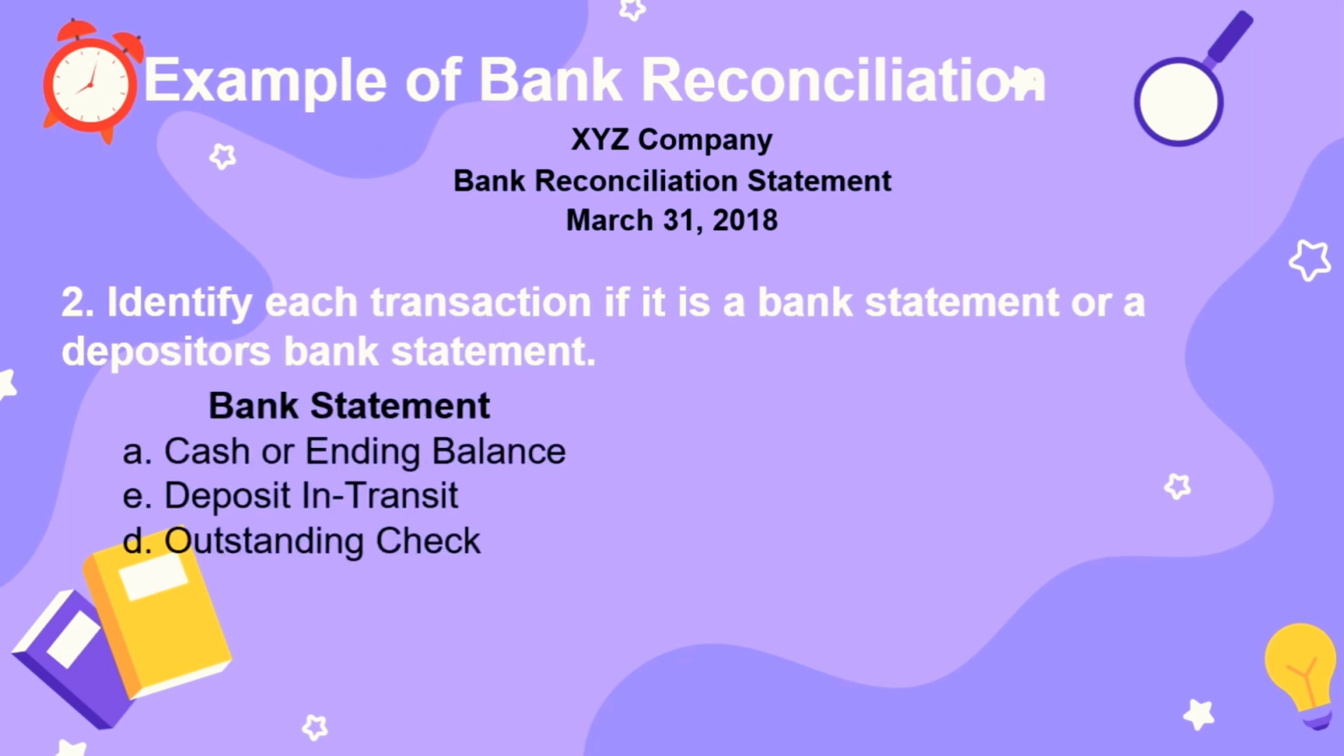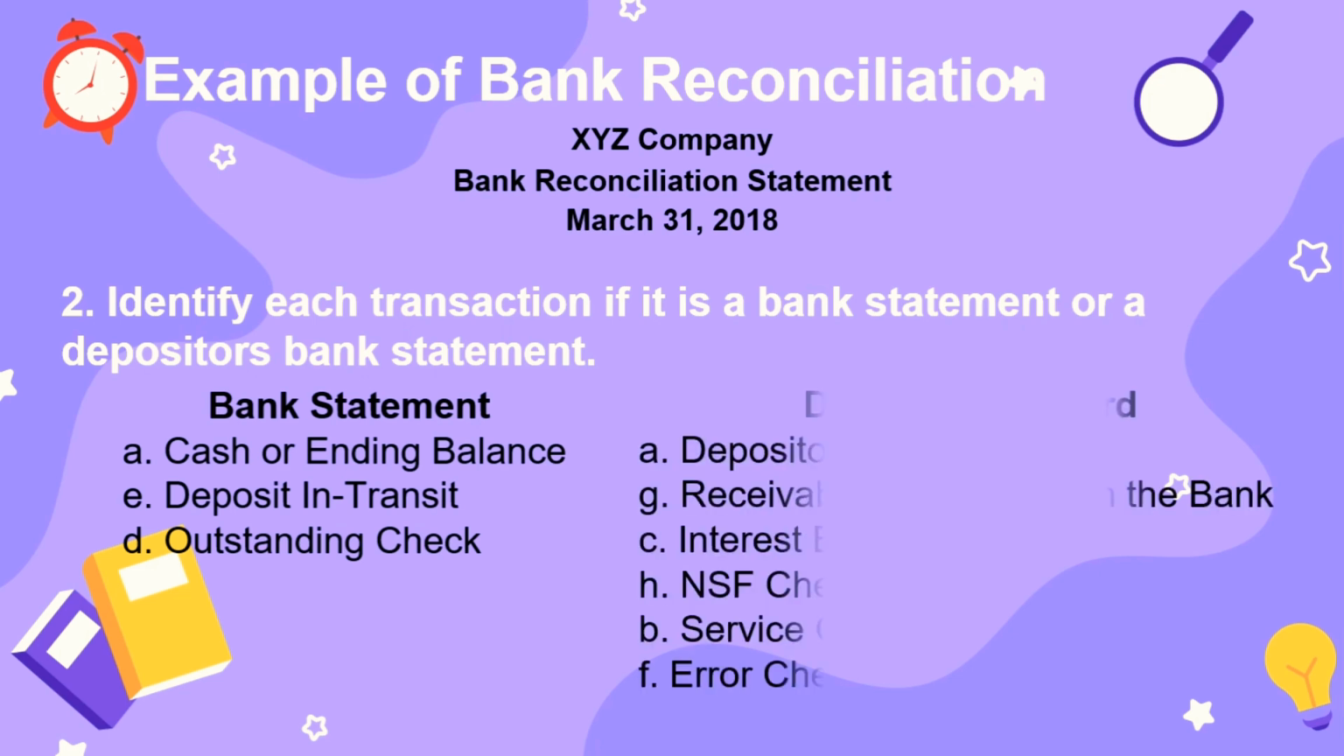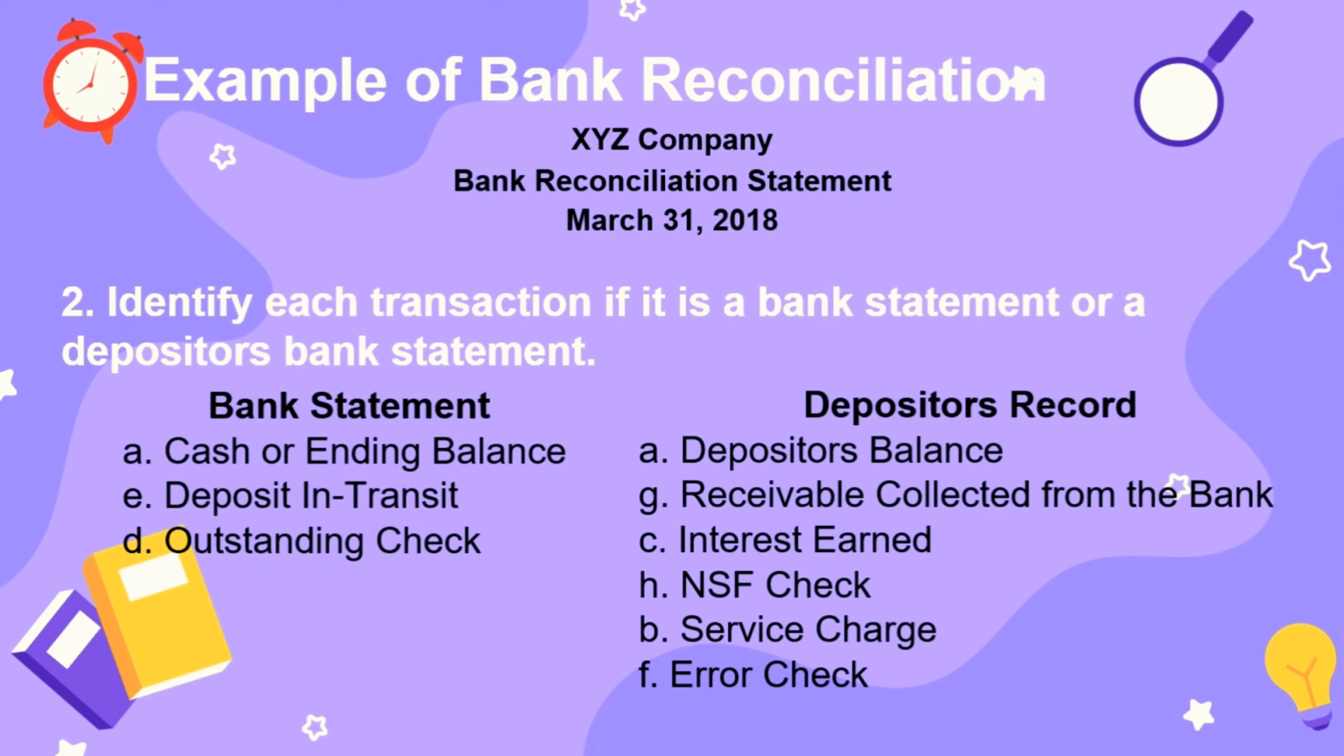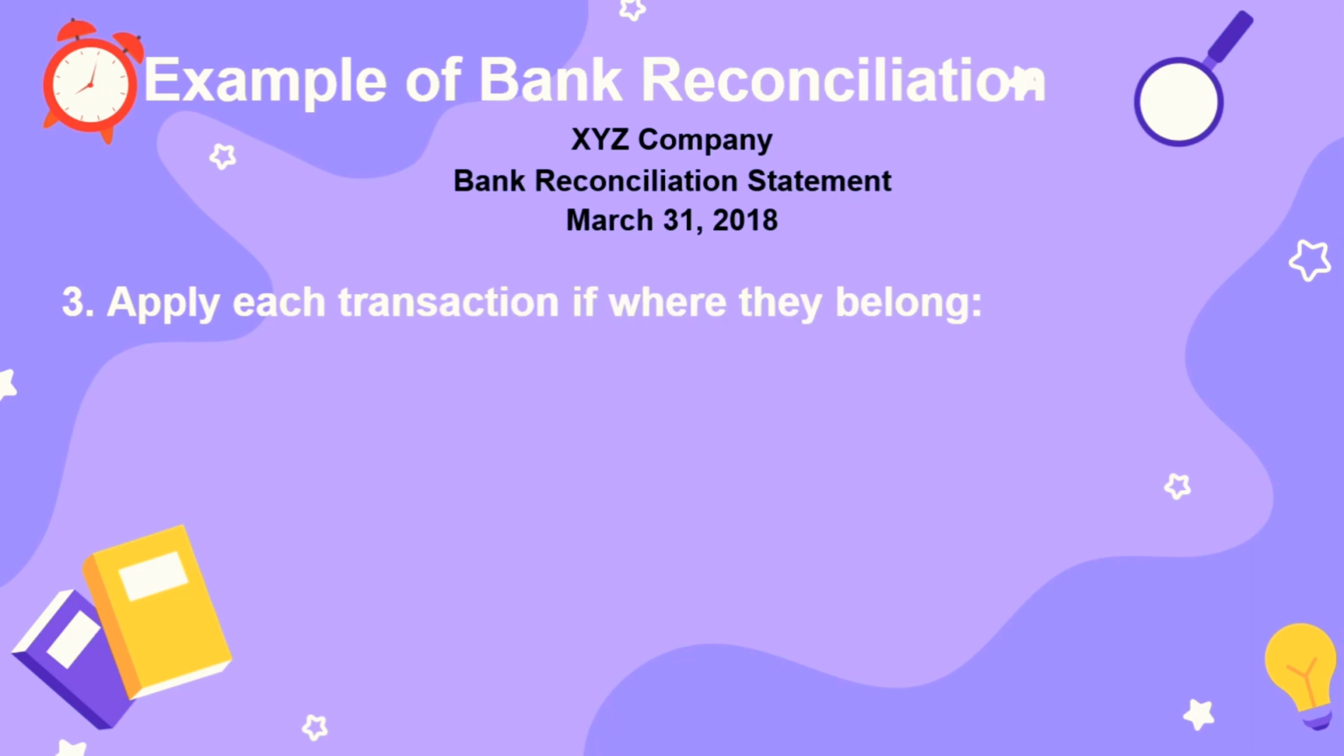For the bank statement, there are the cash or ending balance, letter A; letter E, deposit in transit; and letter D, the outstanding check. On the other hand, the depositor's record has the following: letter A, depositor's balance; letter G, receivable collected from the bank; letter C, interest earned; letter H, NSF check; letter B, the service charge; and letter F, the error on check.